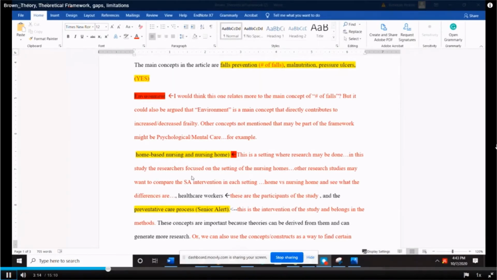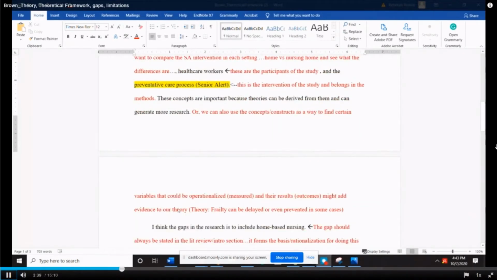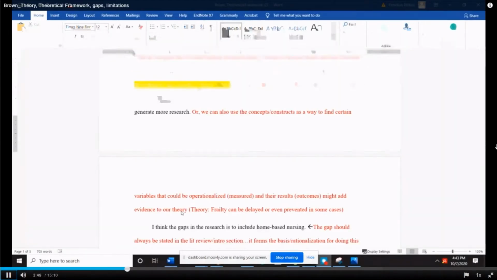And then, let's see, you put that these are important concepts because theories can be derived from them, which is true. That would be considered an inductive approach, when theories are derived from concepts. But you could also do deductive approaches, which is where you could use the concepts and constructs as a way to find certain variables that could be operationalized and measured, and then add evidence to an existing theory. So inductive is theory building, and deductive is theory testing. Either way would work. And then here you said, I think the gaps in the research include home-based nursing.